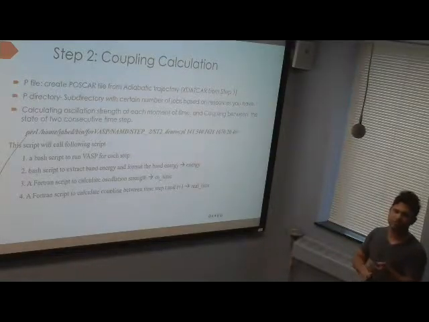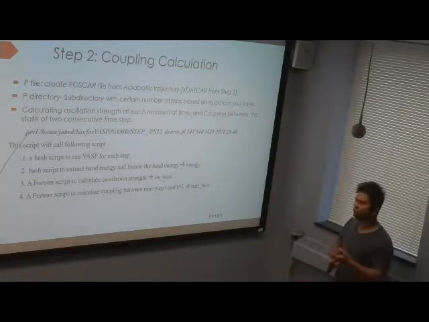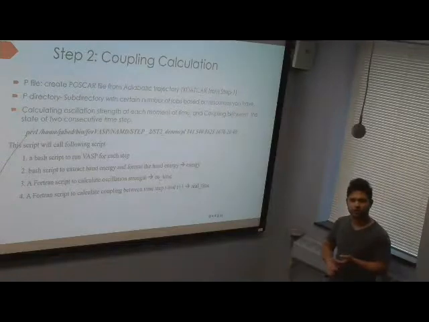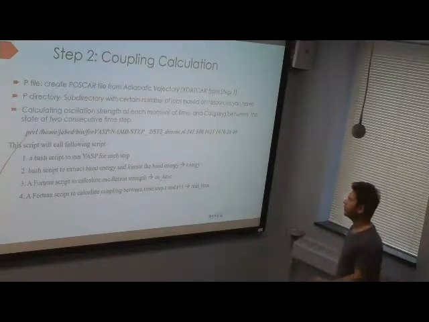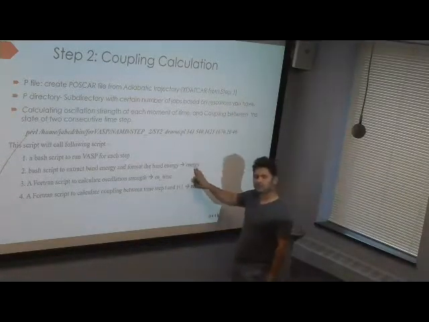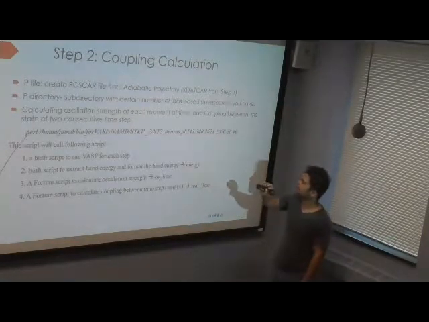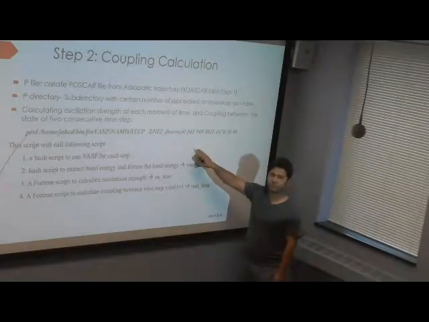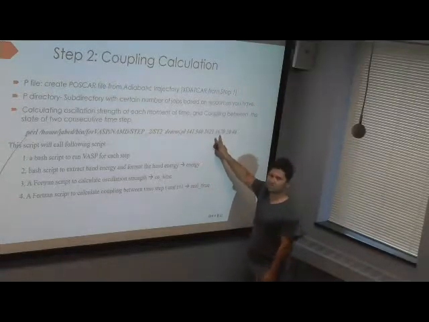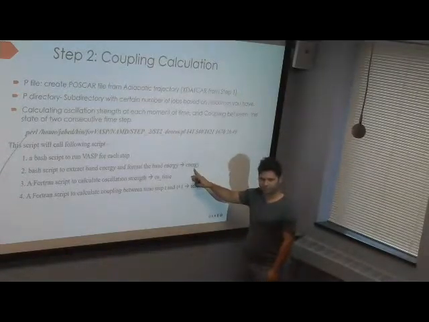That real file is the coupling. We will get an OS file, which is for the oscillation strength, and we will get an energy file. The energy of the 400 bands for these 50 steps is written in this energy file.